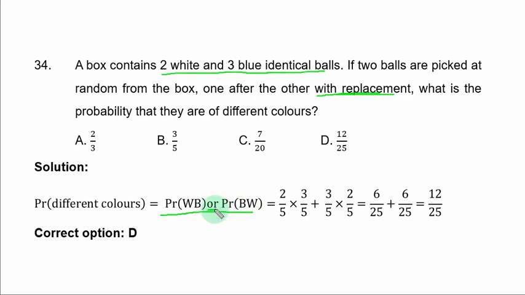And you know or means addition, while this is multiplication, you add both together. Number of white balls is 2, total is 5, times number of blue balls is 3, total is 5, plus same thing here. If you multiply, you have 6 over 25 plus 6 over 25. You have identical or like fractions. You simply add the numerators and you have 12 over 25. D is the correct option.